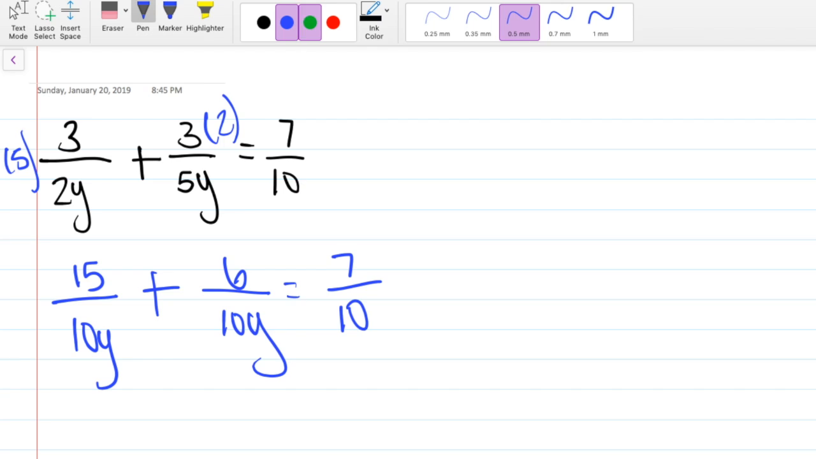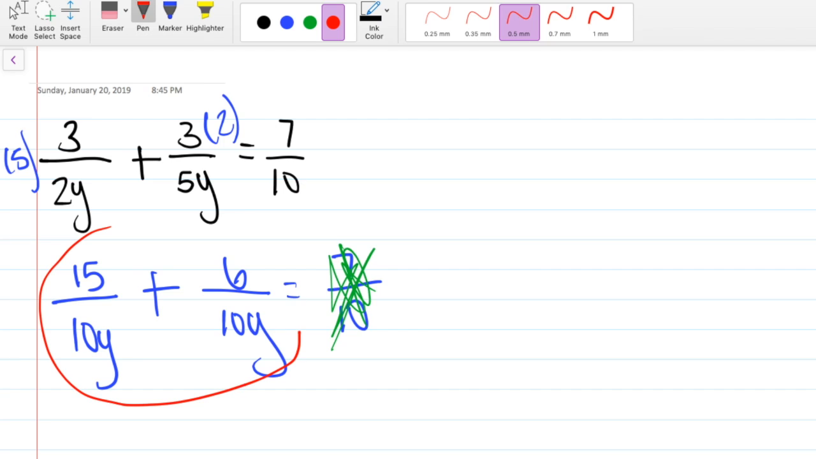All right, so now the next thing you're going to do, just ignore this right here for a second, okay? Perfect. You're going to add these two fractions right here. So 15 plus 6, that gives you 21. And then remember, when you add fractions, the denominator stays the same, so that's just going to stay as 10y.